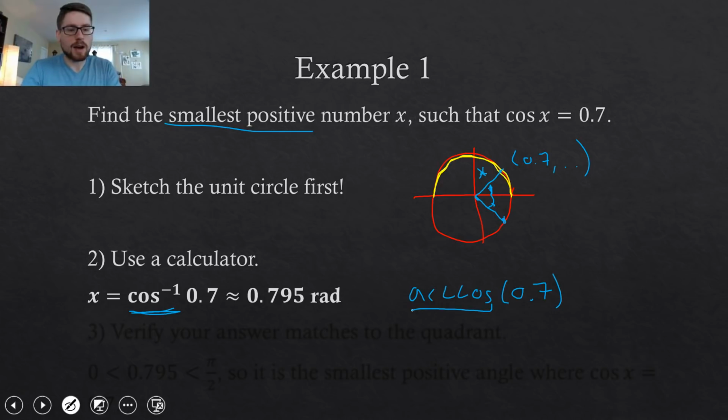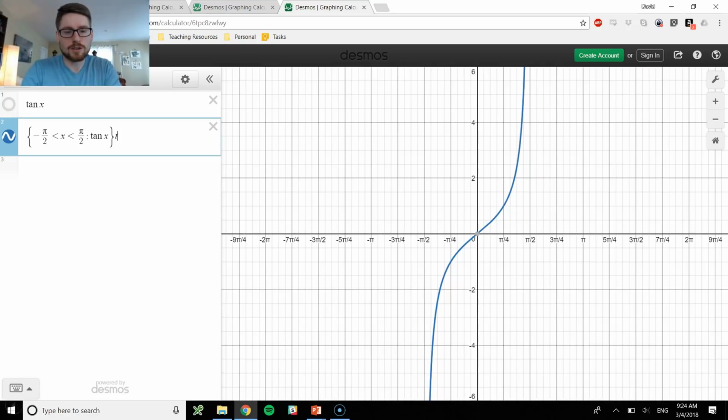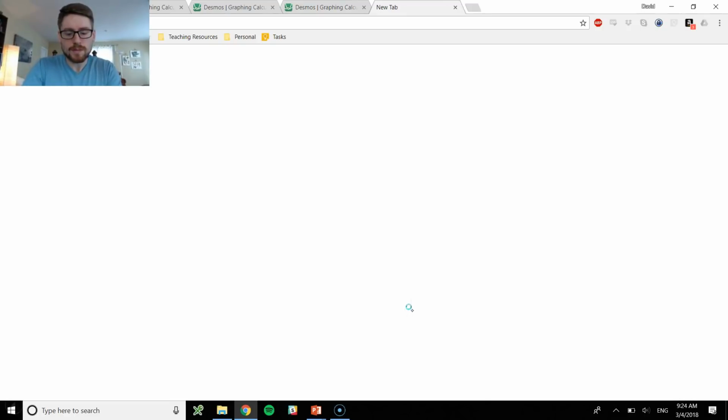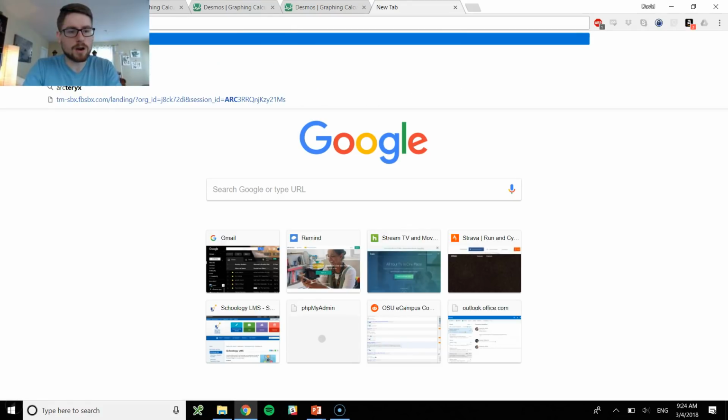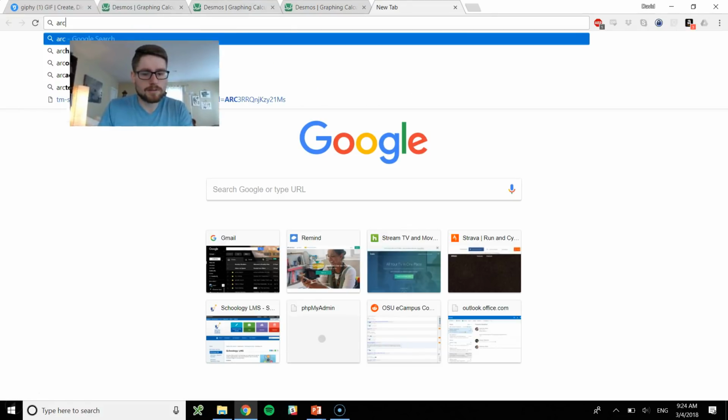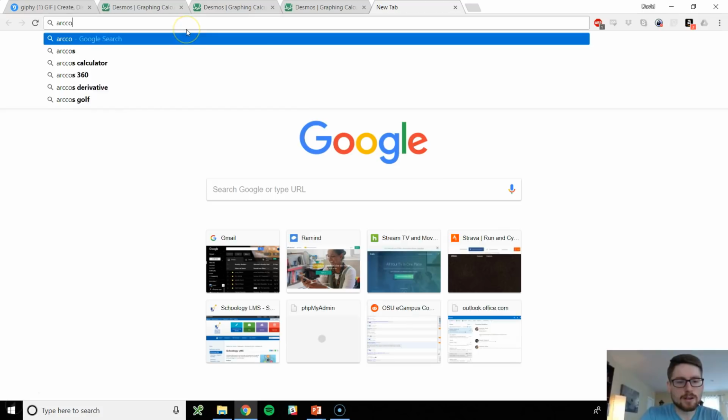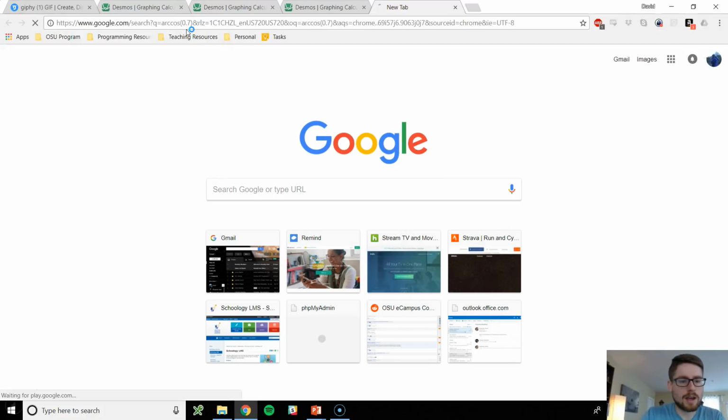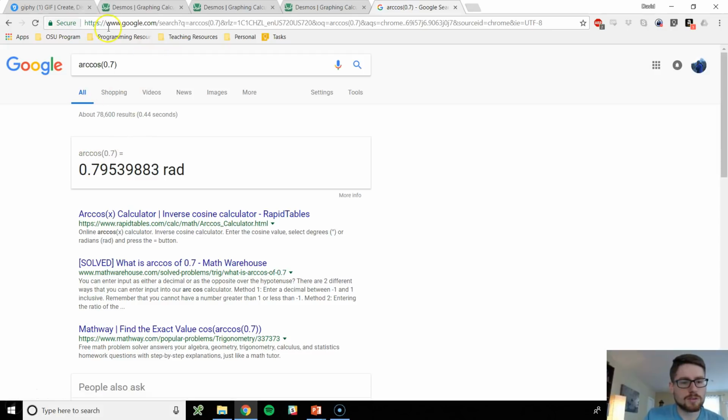So I'll just show you how you can do this real quickly, so you can see that same answer. I get 0.795. So going to Google, opening a new tab, I'm going to just type arc. Here, let me move my face out of the way. Arc cos of 0.7. And typing that into the search bar in Google Chrome gives us 0.795 rad. So that's the angle where you take the cosine and you get 0.7.